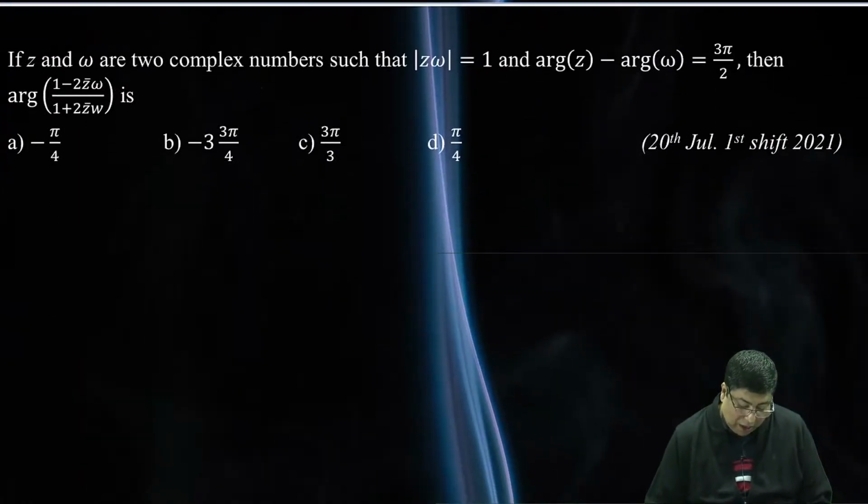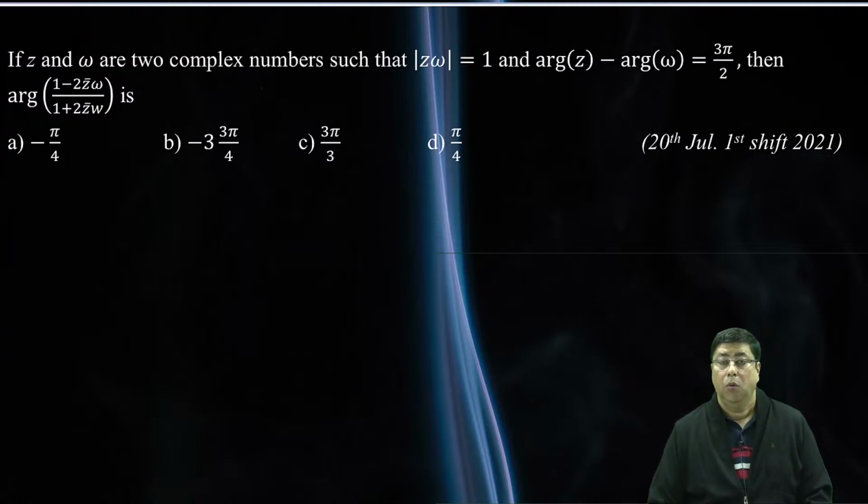If z and omega are two complex numbers such that mod of omega z, remember one thing, omega is like x. If it is given that it is a cube root of unity, then only we will apply omega as the cube root of unity, that has the value omega cube equal to 1. But in this case, omega means some complex number like z. Okay. So argument of z minus argument of omega equal to 3 pi by 2, we have to get this value.